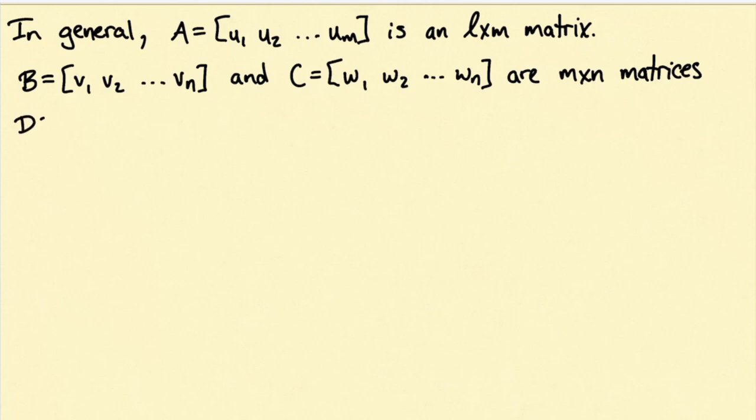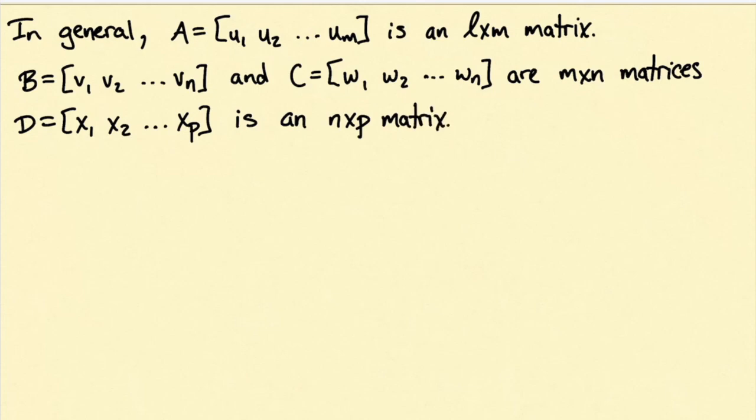And finally, D is a matrix with columns x1, x2 down to xp. That is an N by P matrix. That is, there are P columns. Each of them are n-dimensional vectors. Then, the following products make sense.